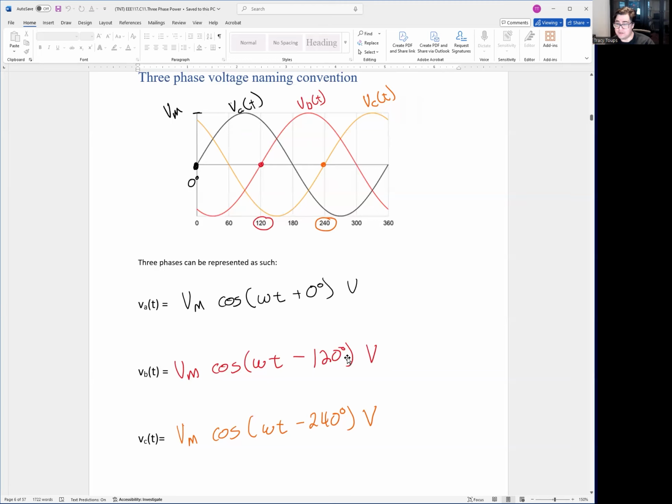So we put negative 120 degrees because it's behind. Okay. VC is going to be another 3.5 seconds past VB. So it's going to be another 120 degrees behind. So it's going to be a negative 240 degrees.